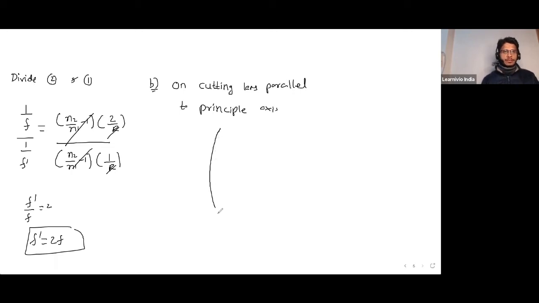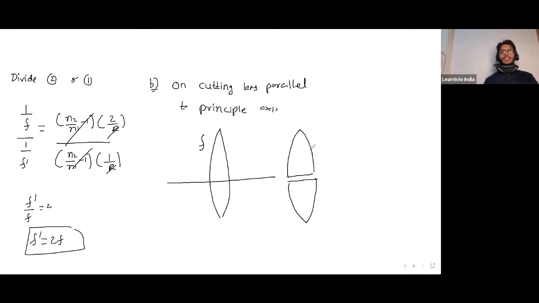Means I take this lens, I cut it into two parts in this way. The one is this, the other is this. The focal length of this lens is f. Just tell me, is there any change in the radius of curvature? No, there is no change in the radius of curvature. That means focal length will not change. Focal length will remain the same.